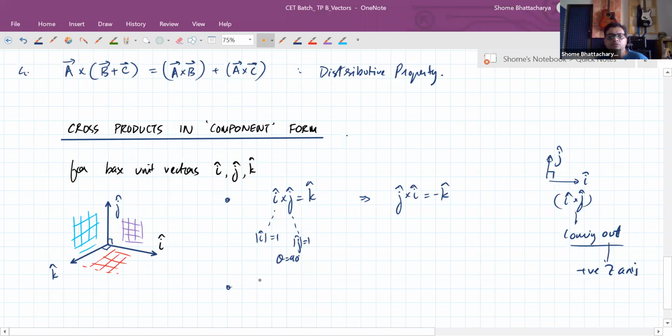Now likewise, if you do j cross k, okay, now in this three-dimensional diagram, just imagine you're doing this. You're pointing your thumb upwards along this vertical axis, but your fingers are pointing along this side, along this edge over here. So if you place your palm like that, you'll see your palm is again facing towards you, and that is nothing but the x-axis.